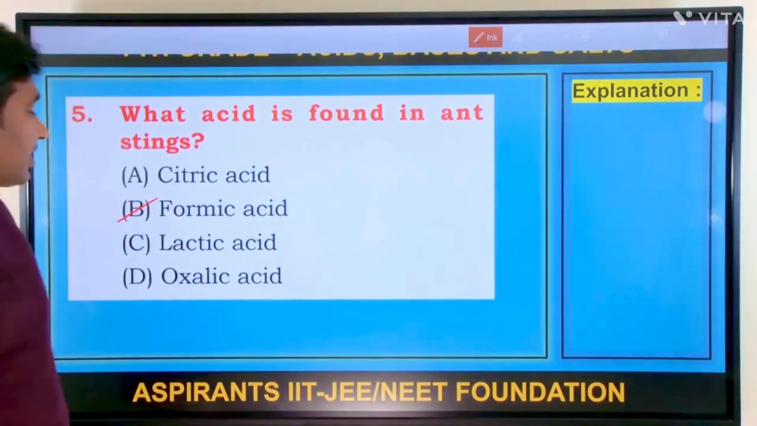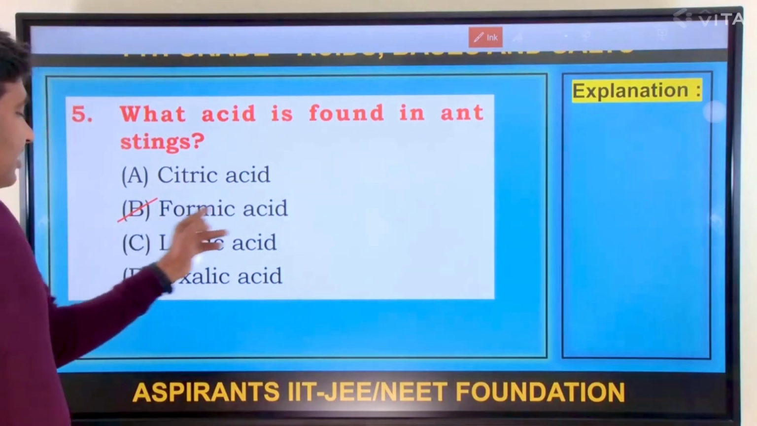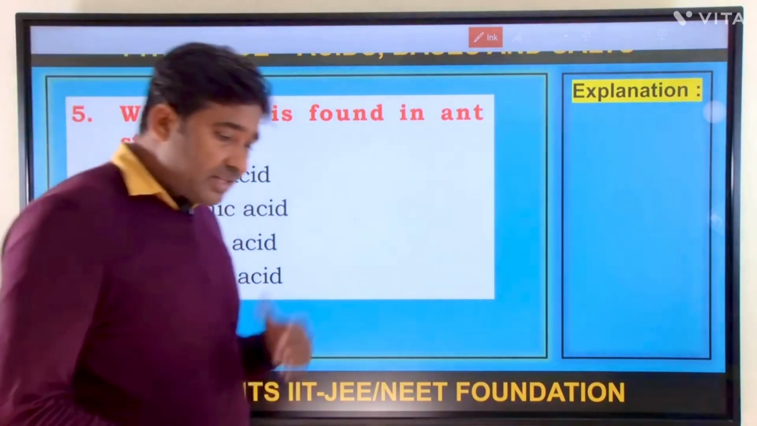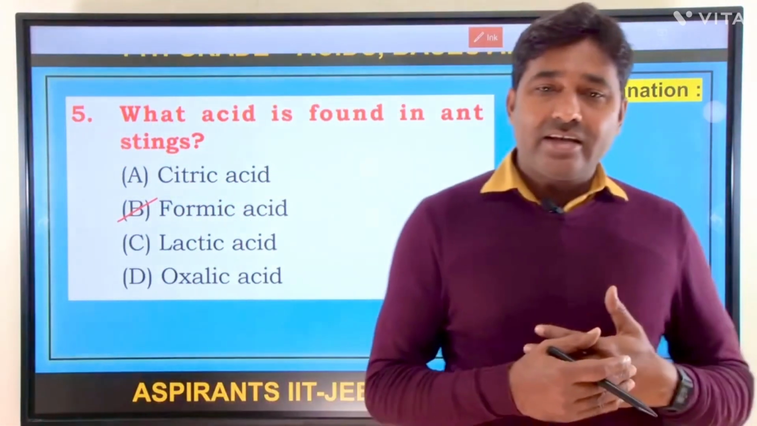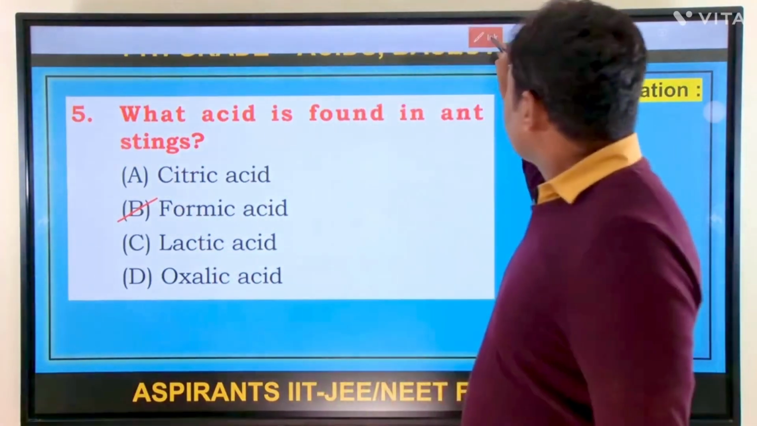Generally, ants contain formic acid. To defend themselves, they inject the formic acid. When they inject this acid, there is slight irritation and reddish skin appears. Okay. Next question.